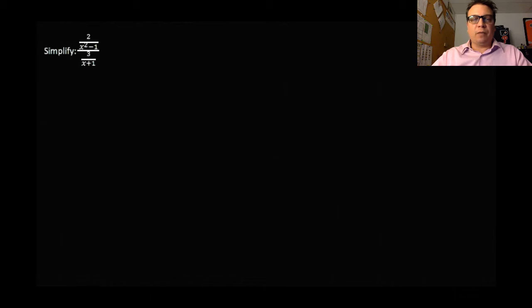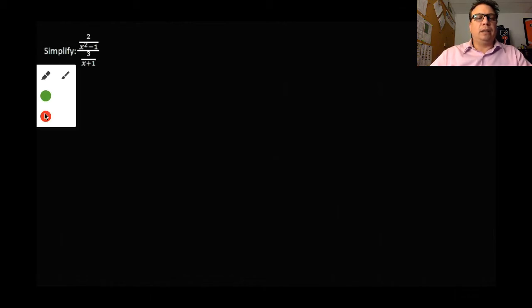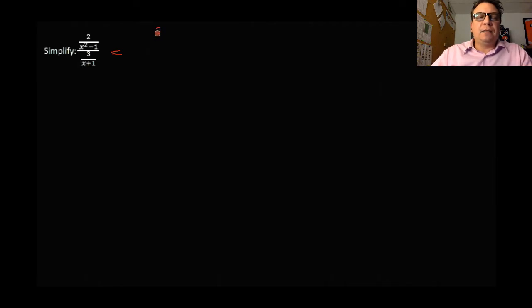So here, the first thing I'm going to do is rewrite the expression here in factored form. So I've got the 2 in the numerator. I'm going to factor the denominator, x plus 1, x minus 1. And then in my denominator, I've got 3 divided by x plus 1.